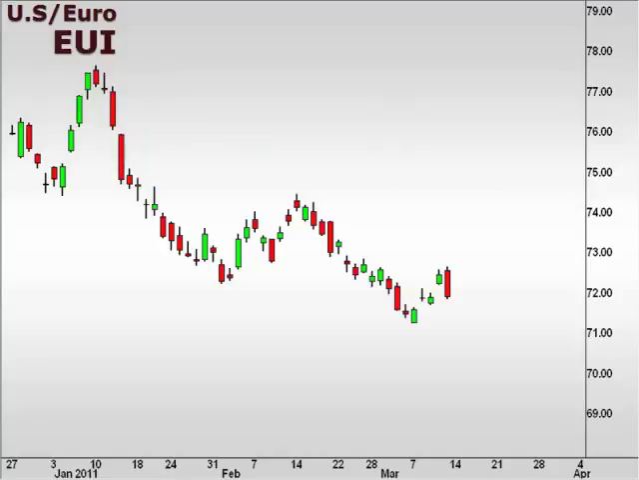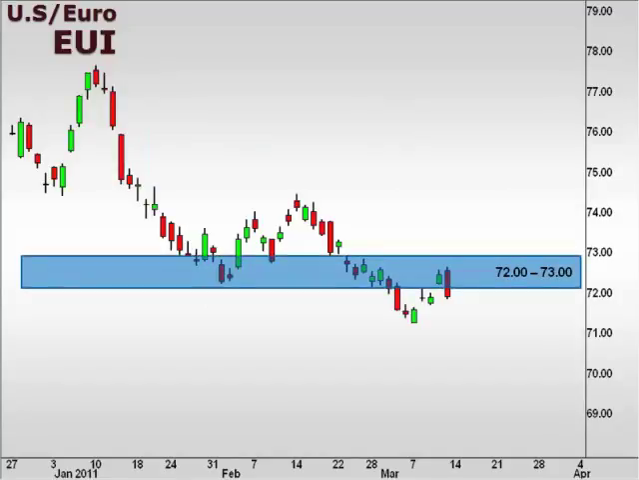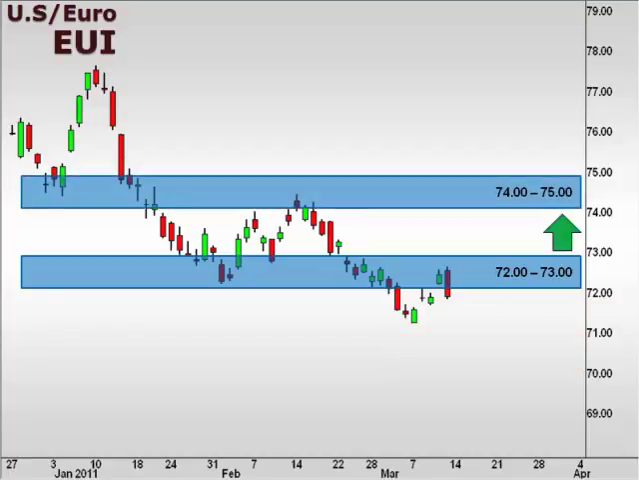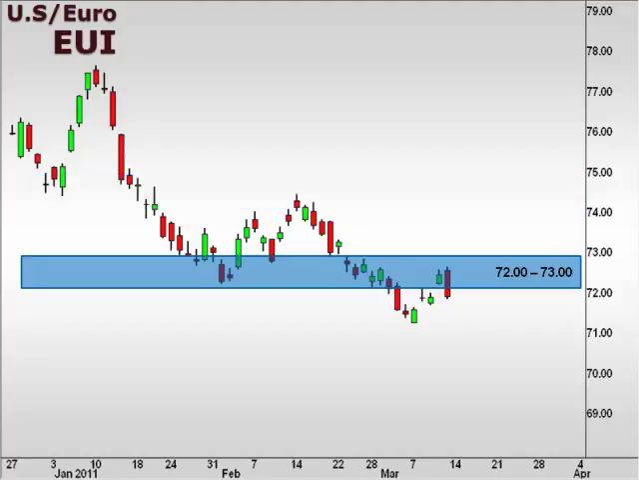Let's take a look at the EUI, the US dollar versus the euro. Well, the EUI retraced moderately early last week, but closed the week with a bearish reversal at the 72-73 resistance level. Now, this suggests the possibility of an extended move lower towards the 70-71 focal zone. A break above 73 opens the window for a move towards the 74-75 resistance level. However, until that takes place, the trend remains to the downside.